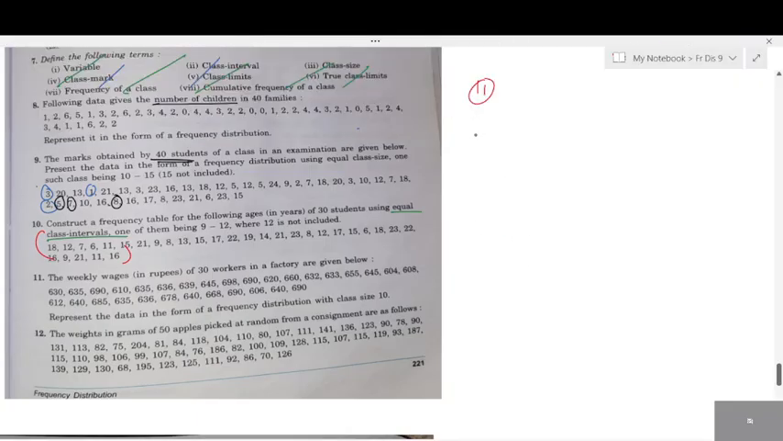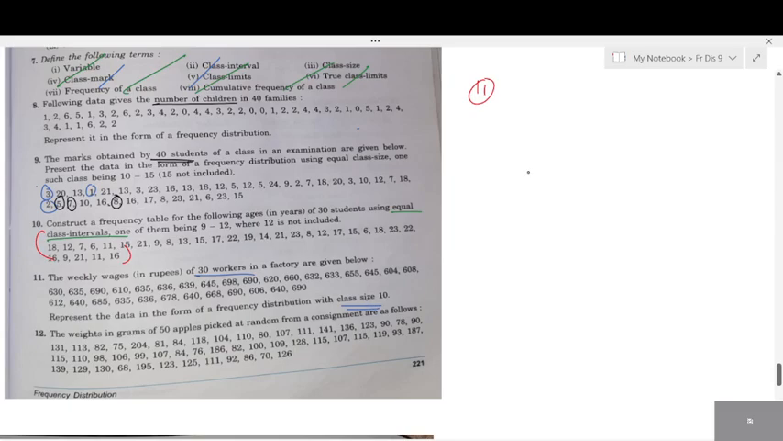Okay. Yeah, look at the 11th question, students. After this, we'll solve in area and perimeter. There were three questions left. I'll solve that. Okay, 11th question. The weekly wages of how many workers is given? How many workers? Three workers, right? Represent the data in the form of frequency distribution with class size 10. What should be the class size, students? Class size should be 10.